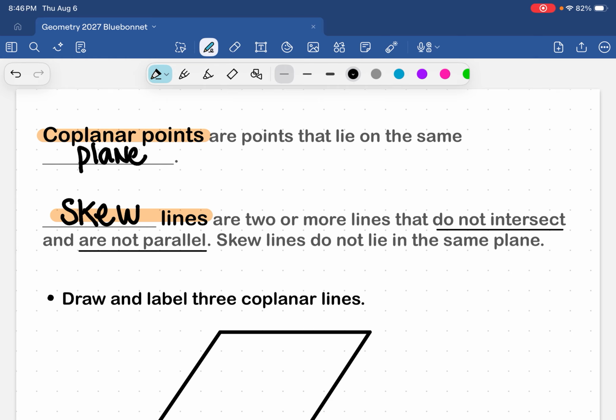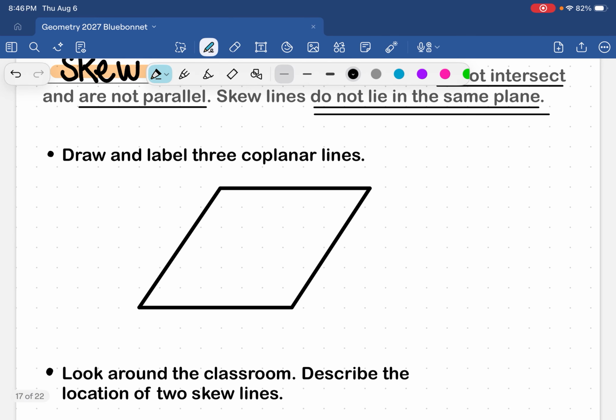What makes skew lines different and why they are not parallel is because they do not lie in the same plane. That is very important. They do not lie in the same plane. So let's just go ahead and underline that. All right, let's go ahead and draw and label 3 coplanar lines. I've already provided you with the plane. Now we're going to go ahead and create 3 coplanar lines.